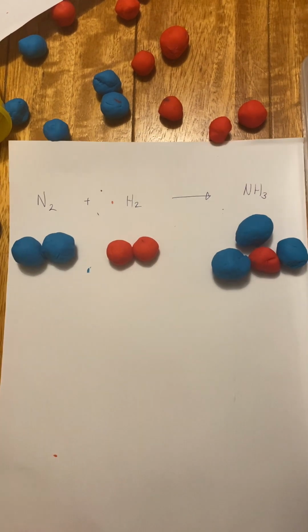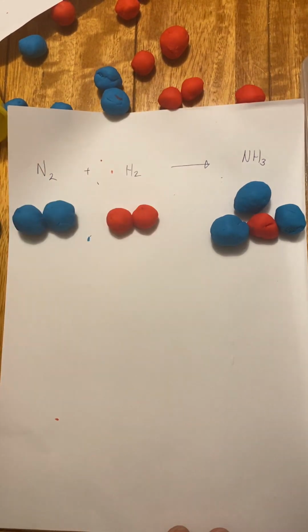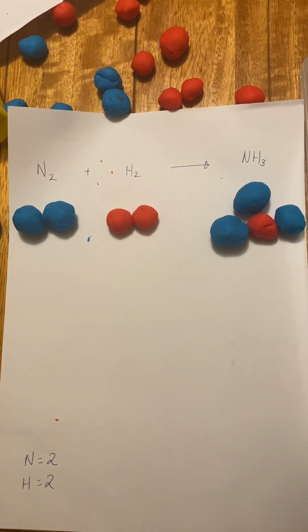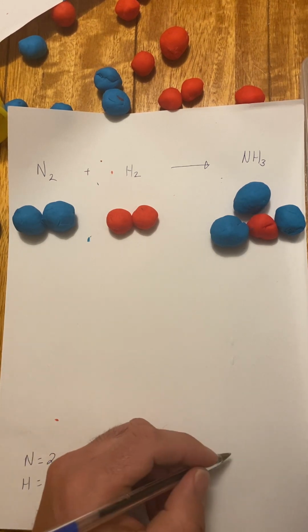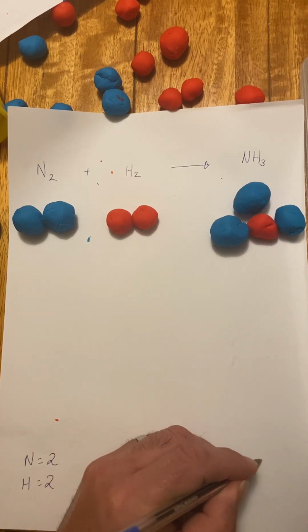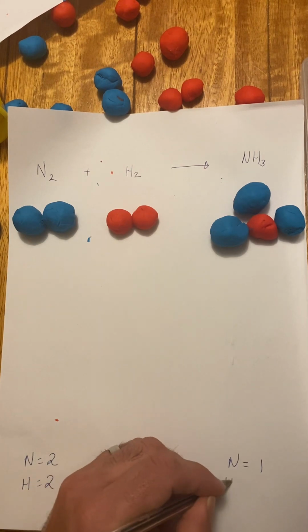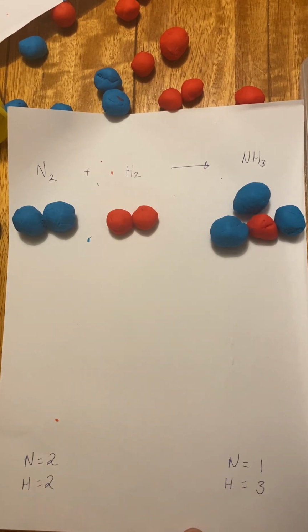So if I go right down to the bottom of the page just here, there we go. Now nitrogen has got 2 atoms on the reactant side, and hydrogen has got 2 atoms on the reactant side. The ammonia has got 1 nitrogen atom on the product side, and we've got 3 hydrogen atoms on the product side. So let's start to have a look at what we can do. So we can clearly see that there's twice as many nitrogens on the reactants than there are on the products.